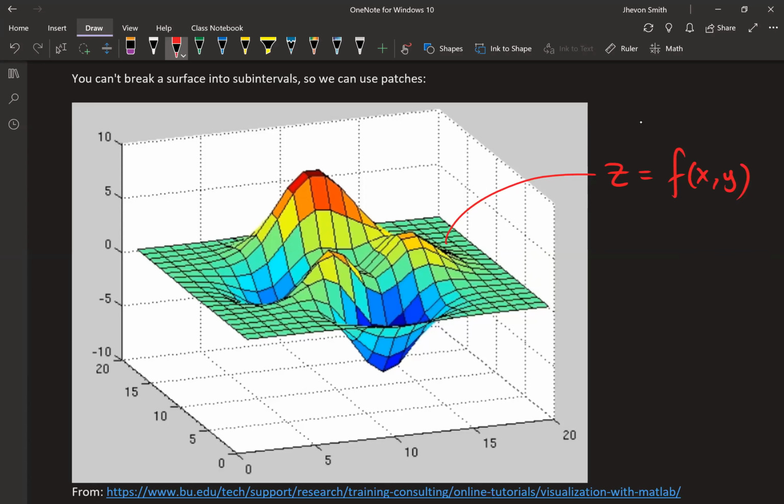In other words, my x and y are the inputs, and z is the output, right? And this is a common way to represent a surface. It's not the only way, and sometimes it's problematic, but it's a common way to represent a surface.